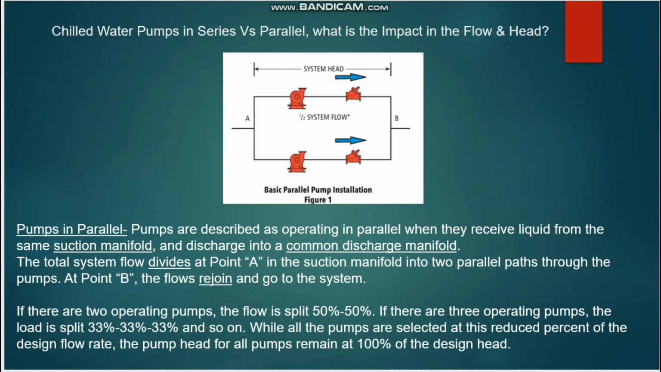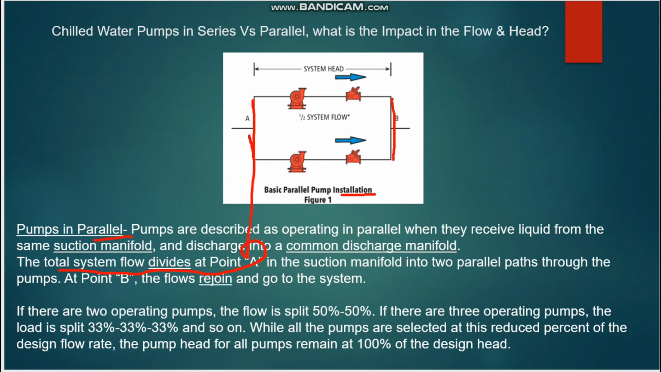And the second question is, chilled water pumps in the ETS room or heat exchanger building room, if their arrangement is series versus parallel, what is the impact on the flow and head? Here the pumps are arranged in a parallel way. Parallel means there will be a common suction manifold, and after that there will be a common discharge manifold. So here the total system flow divides at point A.